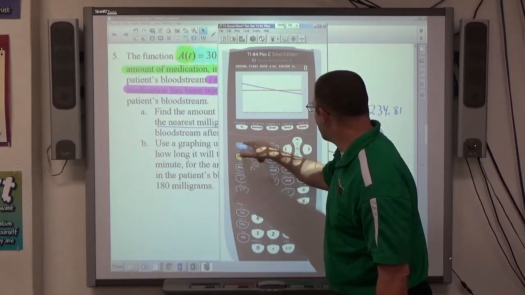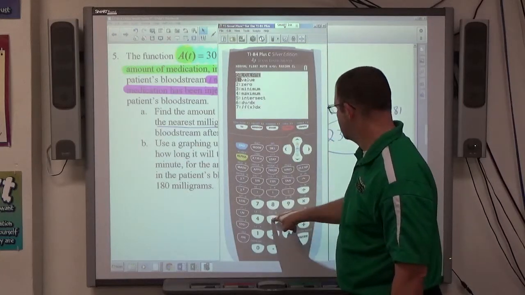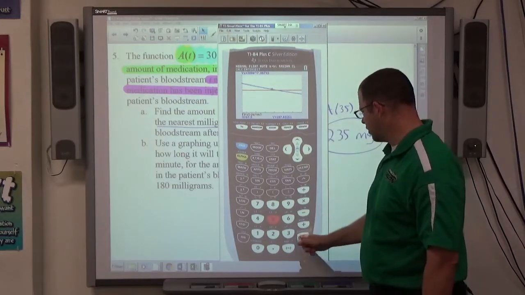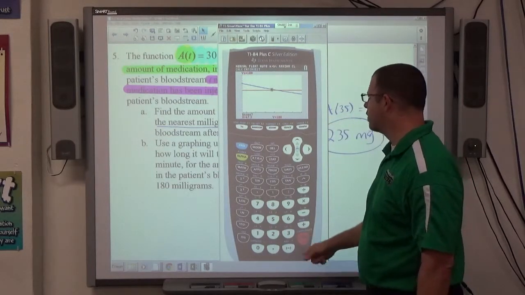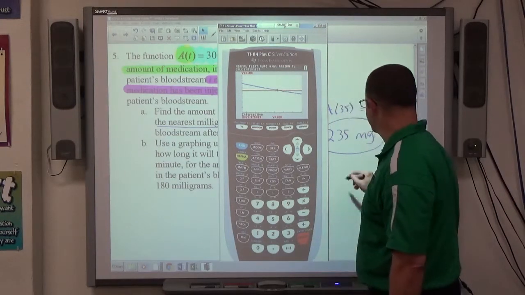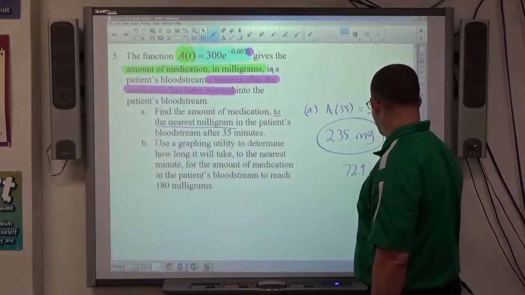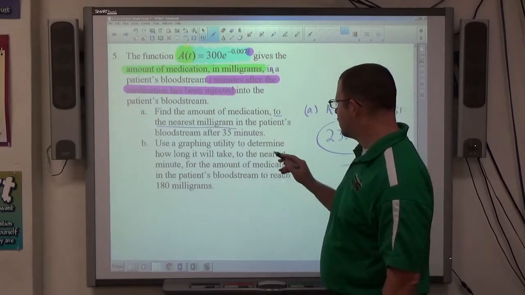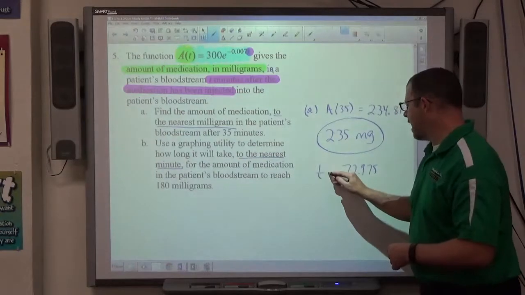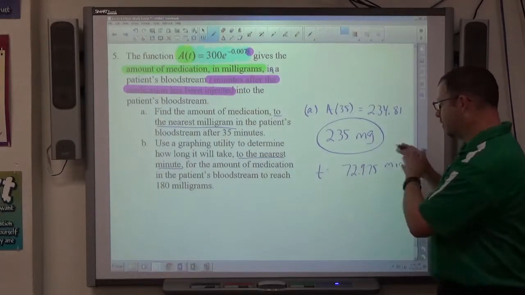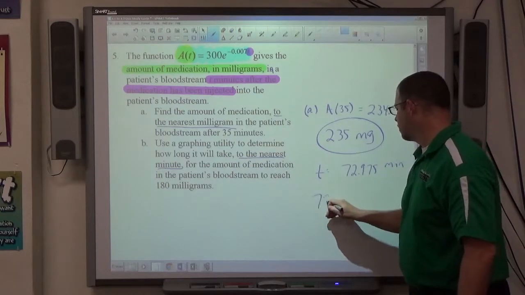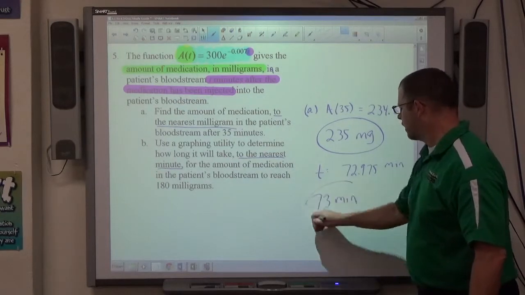All right, so if I go calc, intersect, and I've only got two graphs and they only intersect in one spot. So first curve, enter, second curve, enter, guess, enter. And it tells me 72.975 minutes. It says to the nearest minute. So again, t is that many minutes. Again, it's fine to write that on your paper, but then round to the nearest minute, so we're looking at 73 minutes is the correct answer to part B there.